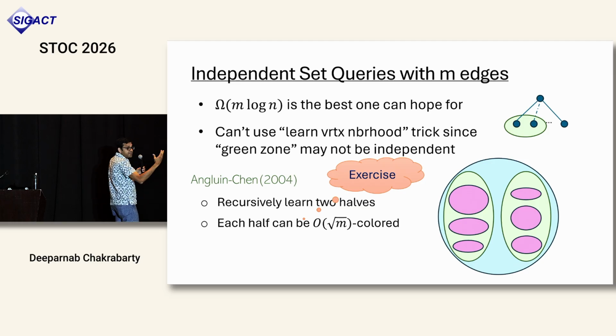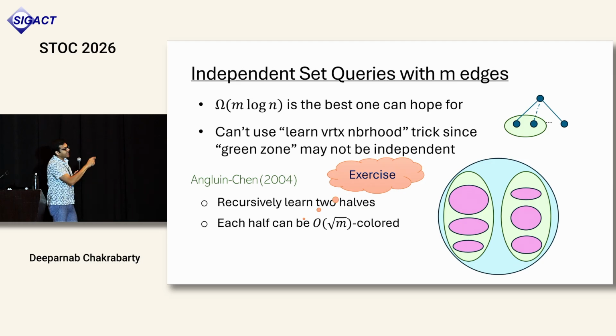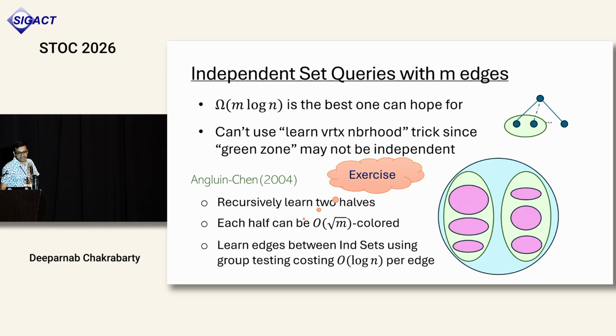And once you have 2 independent sets, then I can apply the vertex neighborhood idea and the group testing ideas to learn every edge between any pair of blobs, paying log n per blob. Again, you'll use binary search and so on, so I'll not go into that. So altogether, you pay m queries to figure out which pair of blobs are interesting. There are log n many such levels, so you pay m log n, and then you pay log n per edge. So that's how you get an m log n.